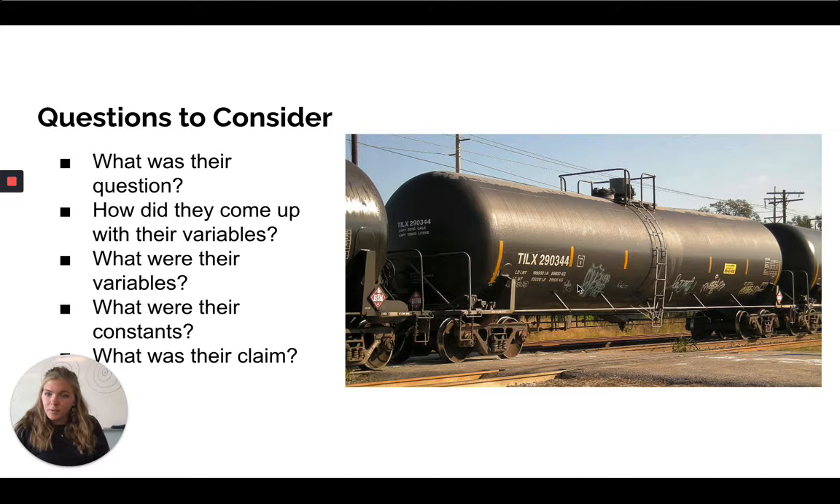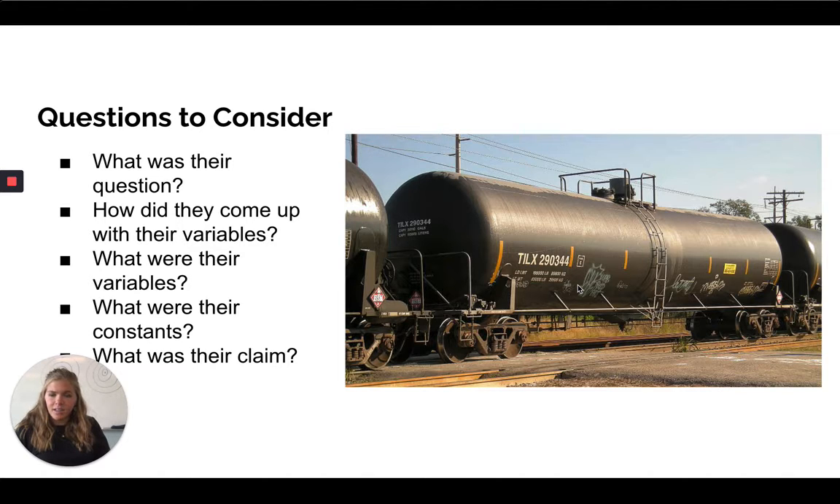What were their variables? So their variables, their X and Y, they were changing the temperature of the train car. So the independent variable, they were changing the temperature. And the dependent variable, they were measuring if it imploded. They were measuring the pressure of implosion. Some constants. The train car was a constant. The sun was a constant. There was a ton of constants.